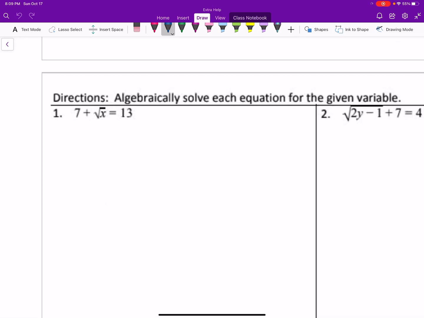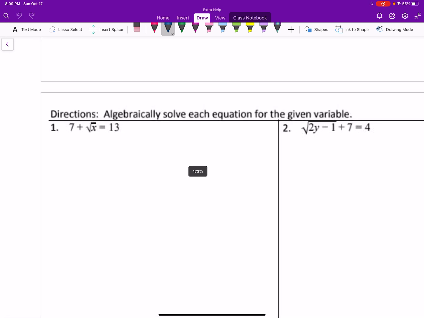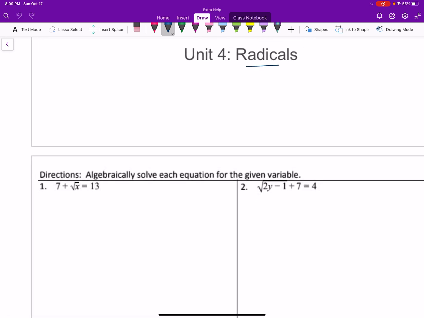So question 1, when it comes to solving a radical equation, your first step is always going to be to isolate the radical. So for question 1 here, it says 7 plus radical x equals 13. My first goal is to get this radical x by itself. And in order to do that, I'm going to subtract the 7 over to the other side. So you get radical x equals 6.